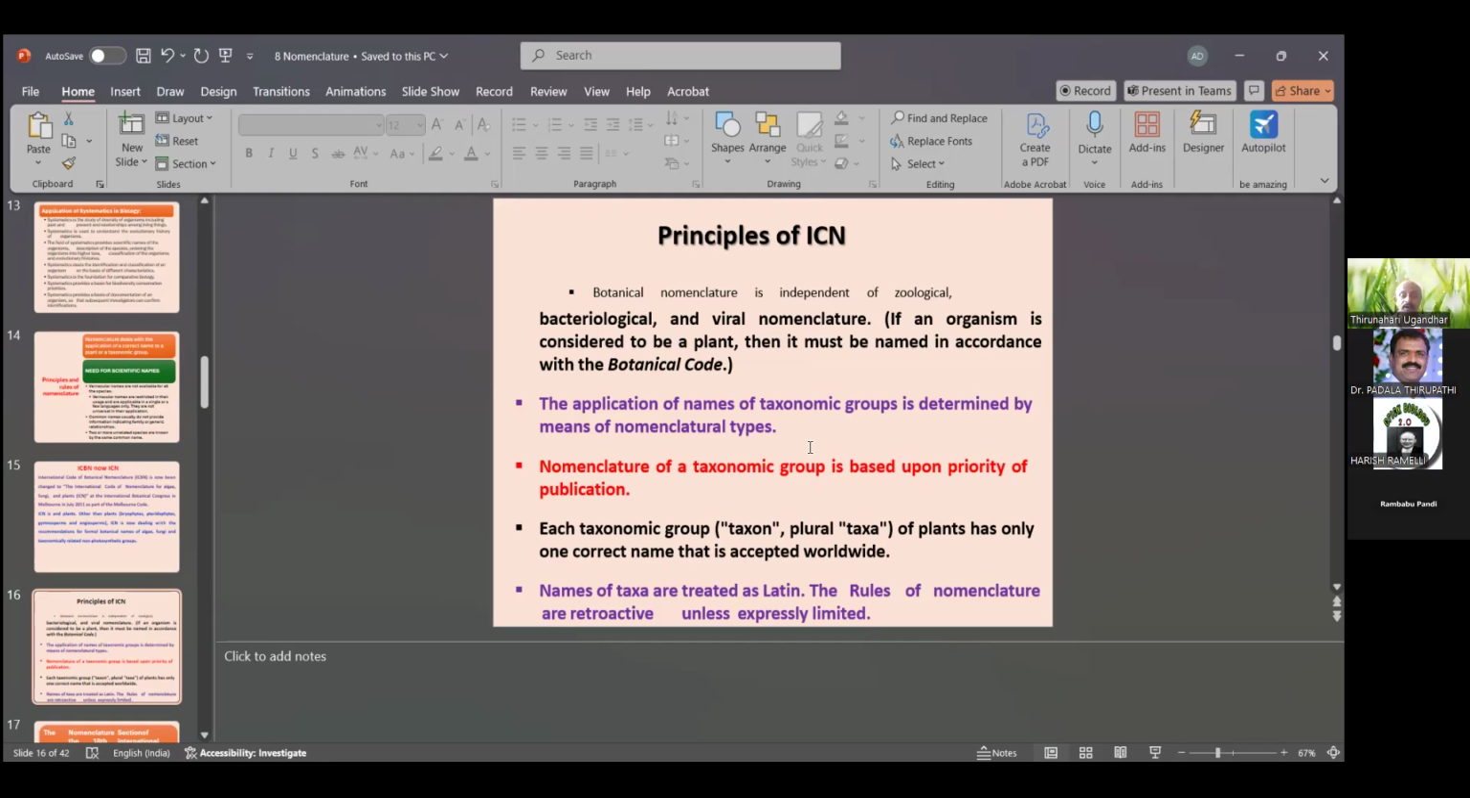So this is important. What is the meaning of priority? Each taxonomic group or taxon of plants has only one correct name, that is accepted worldwide. Worldwide priority names. The names of taxa are treated as Latin words only, Latin language only. The rules of nomenclature are retroactive unless expressly limited. A single plant must be denoted by only one name, not more than one. That is called the principles of ICN.